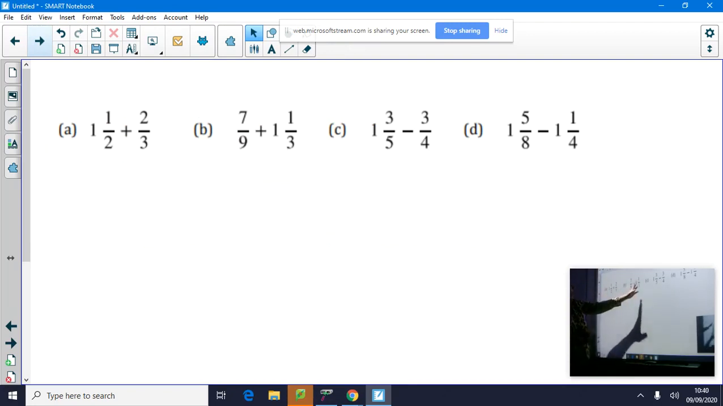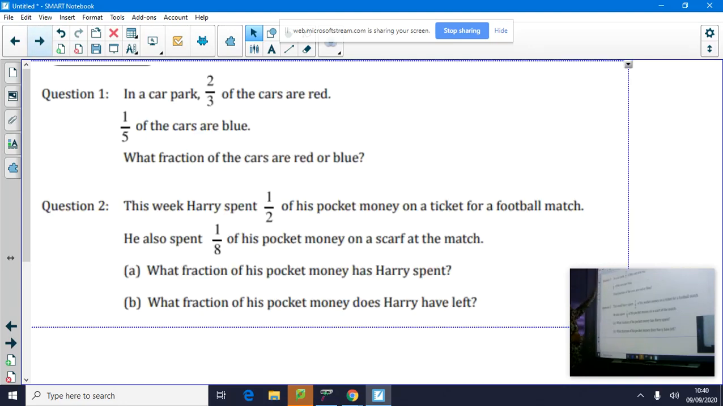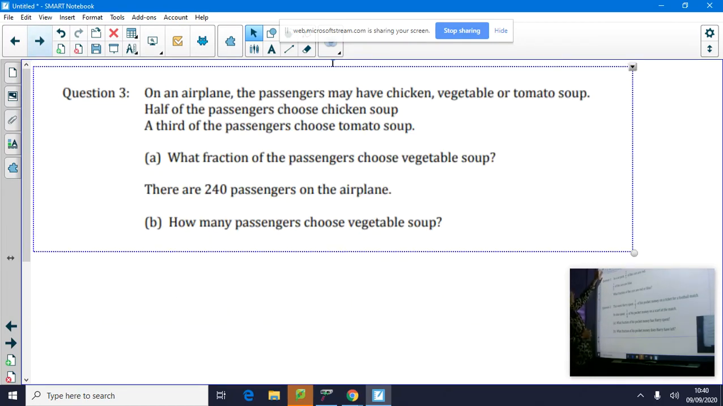Some adds there and subtracts. These are mixed, so you've got to make them improper first. When you get your answer, make it back to a mixed. Watch the mixed to improper, improper to mixed video, please. Write them down, do what you need to do. I like this one. Typical GCSE question, that one. I love this one. Actually, this one is definitely going into your grade 4.